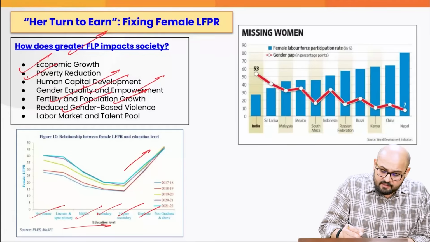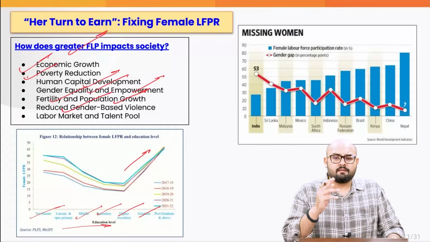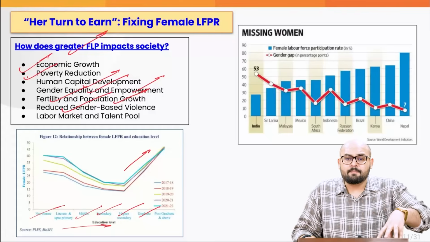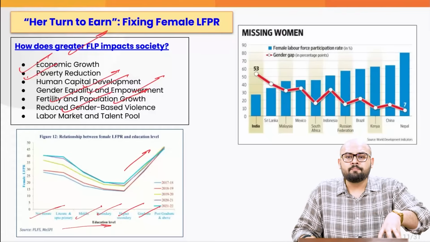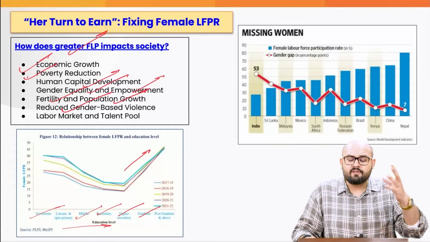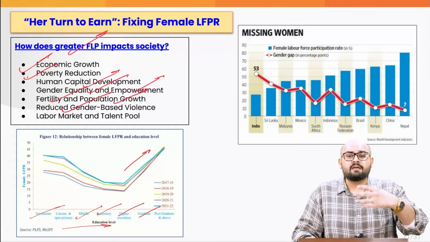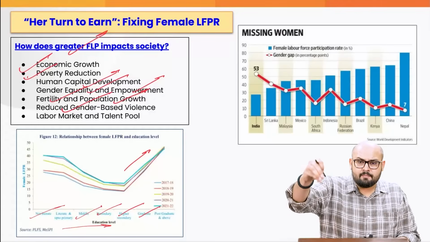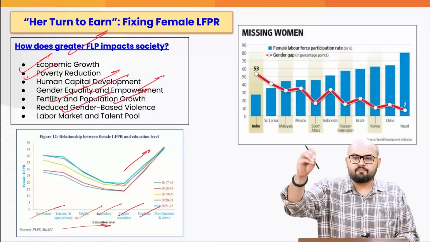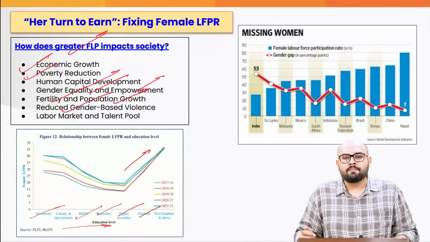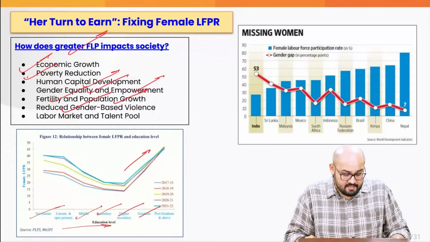Then we have reduced gender-based violence. Again, it's a natural reason. Why? Because once you have women as a part of the workforce, they'll go out, they'll have more access to different services, they'll talk to different people, they would be aware of their rights, they would get to know what rights they have, and what the institutional mechanism is if a particular woman is suffering from domestic violence. So there is a reduction in the overall violence against women, right?